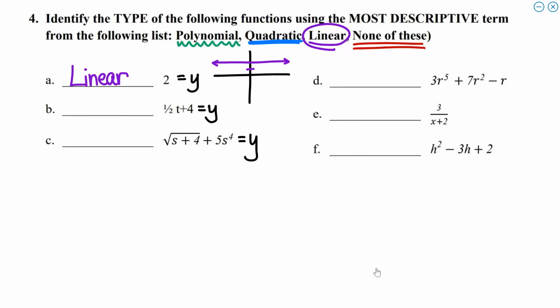What about the next one down? 1/2 t plus 4. Polynomial, quadratic, linear, or none of these? It is a polynomial, but is that the most descriptive? What would it look like if you graphed it? What's a quadratic look like? A parabola. What kind of exponent do you have to have if it's going to make a parabola? Squared. In order to have a quadratic, we need a squared variable.